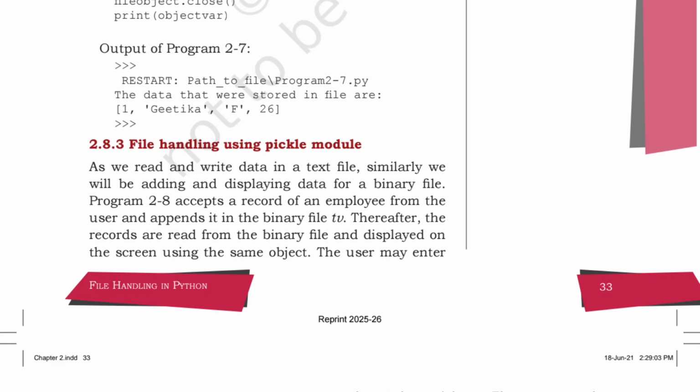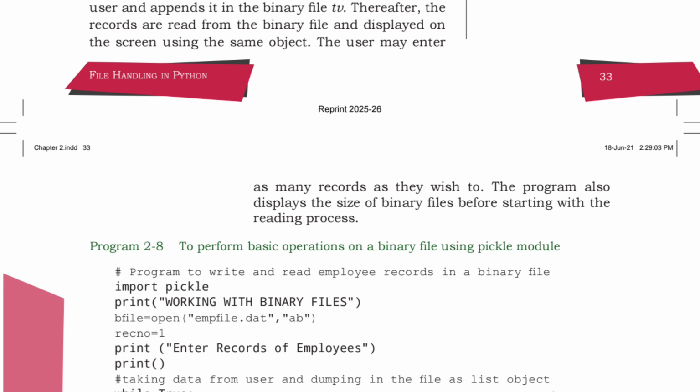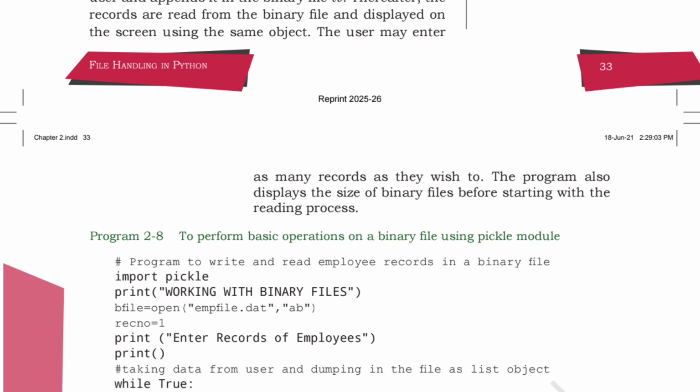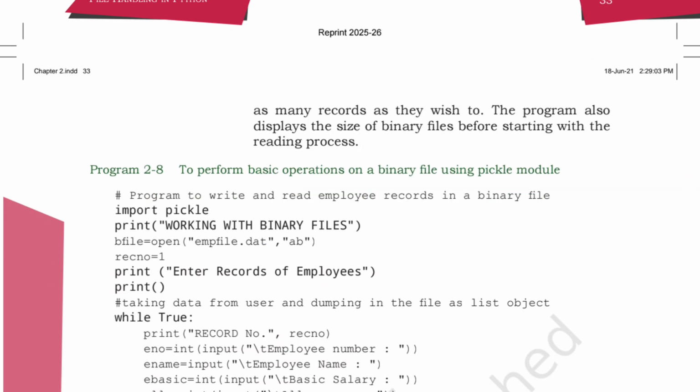In this example we take the record of an employee from the user and append it to the binary file. Thereafter the records are read from the binary file and displayed on the screen using the same object. The user may enter as many records as they wish. The program also displays the size of the binary file before starting the reading process. This is the example to perform basic operations on a binary file using the pickle module.